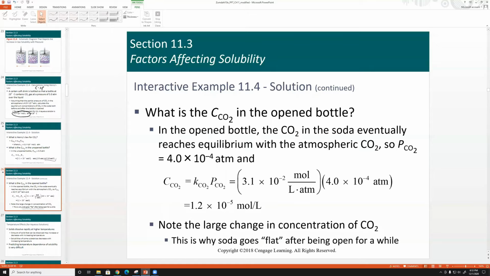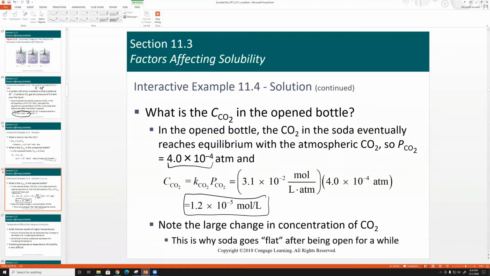Then when you have the open bottle, the soda eventually reaches equilibrium with the atmospheric pressure of CO2, which is 4 times 10 to the negative 4. So what this means is that we know the final pressure of the CO2 is going to be the same as the atmospheric pressure. So it'll be 4 times 10 to the negative 4 atm. And then your k is the same. And then your final molarity is going to be a lot less, which is going to be 1.2 times 10 to the negative 5.